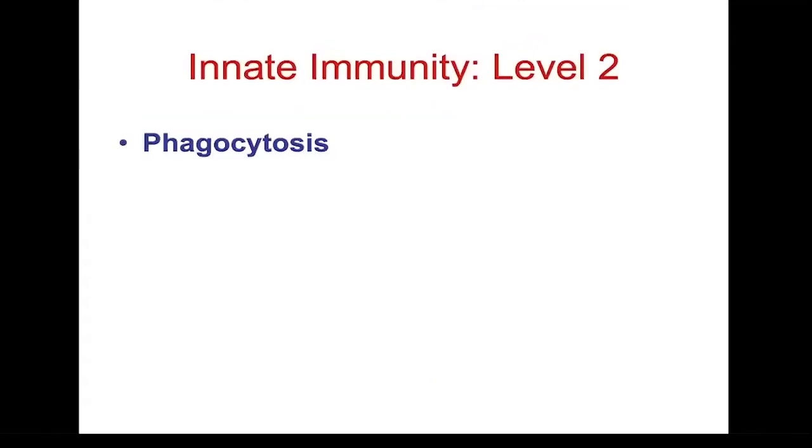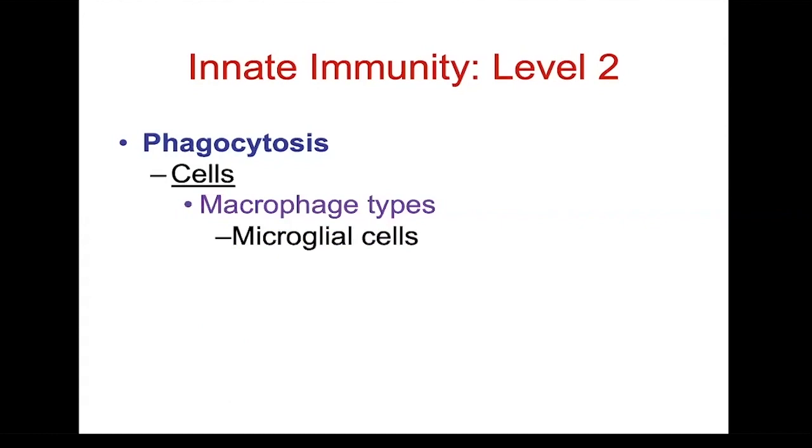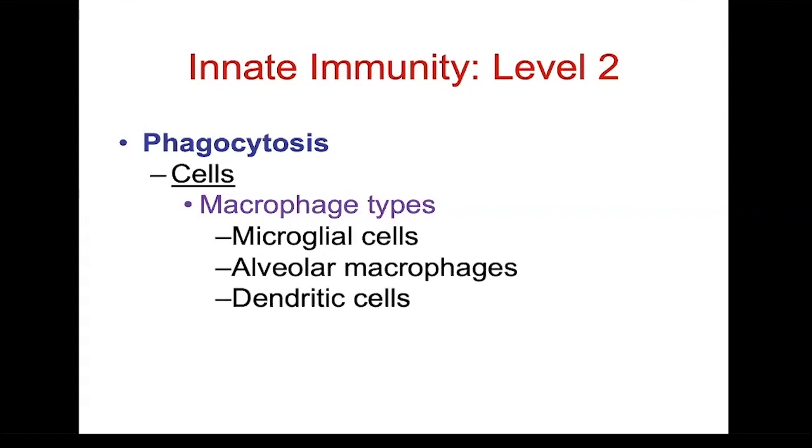Let's move on to phagocytosis, cell eating. There are several different types of phagocytic cells in your body. We have macrophages, and depending upon whether the macrophage resides within an organ or moves around, it might have a different name. Macrophages located within the central nervous system are called microglial cells. Those that reside within the air sacs or the alveoli of the lungs are called alveolar macrophages. The microglial cells and the alveolar macrophages are going to remain in their organs.